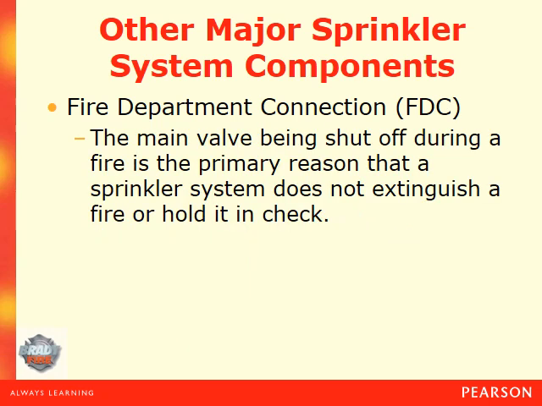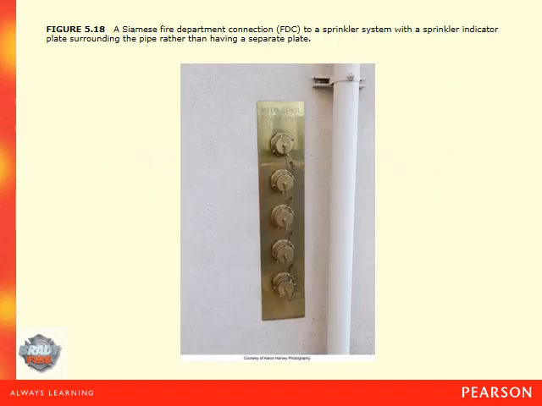The main valve being shut off during a fire is the primary reason that a sprinkler system does not extinguish a fire or hold it in check. Here's a good example of an FDC located on the outside of a building.